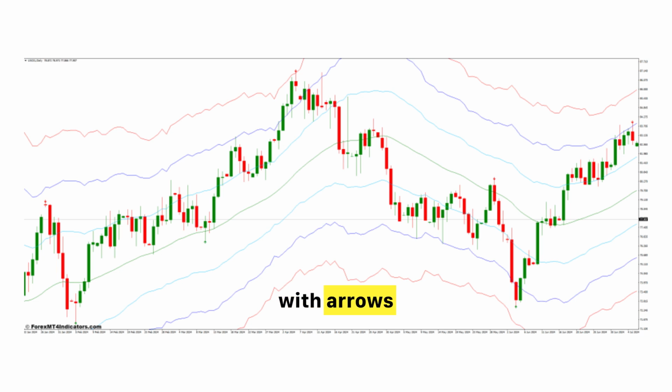reversal zones with arrows. For a buy setup, price hits or dips below the lower ATR channel. A green Super Signal arrow appears. Enter on the next candle close.